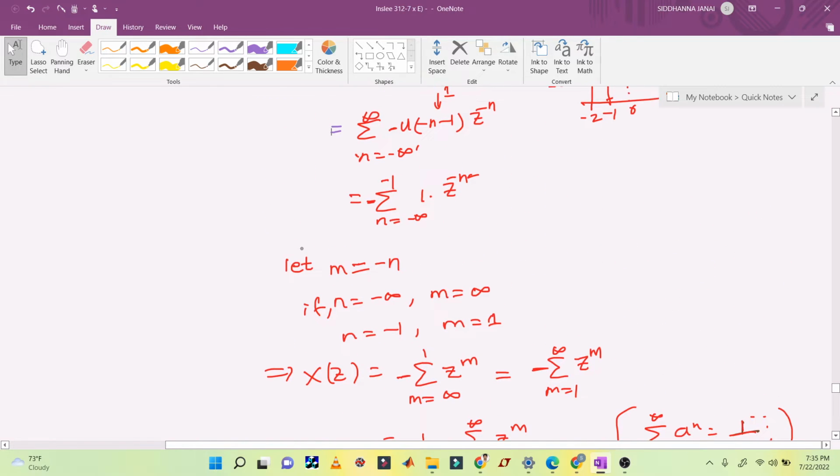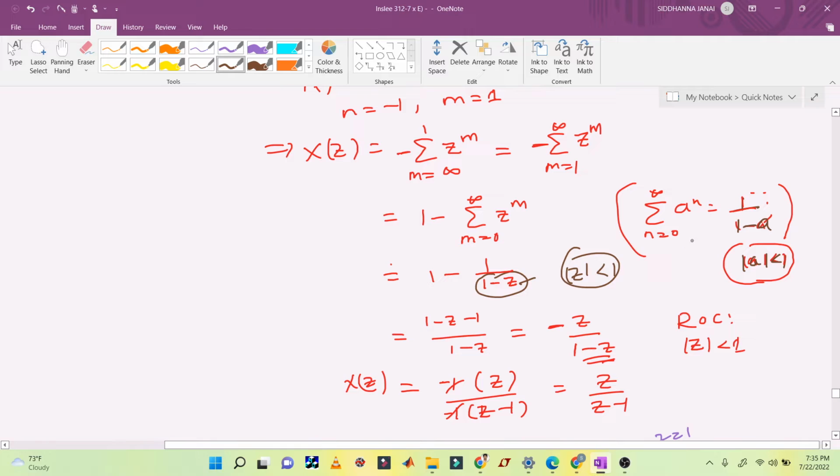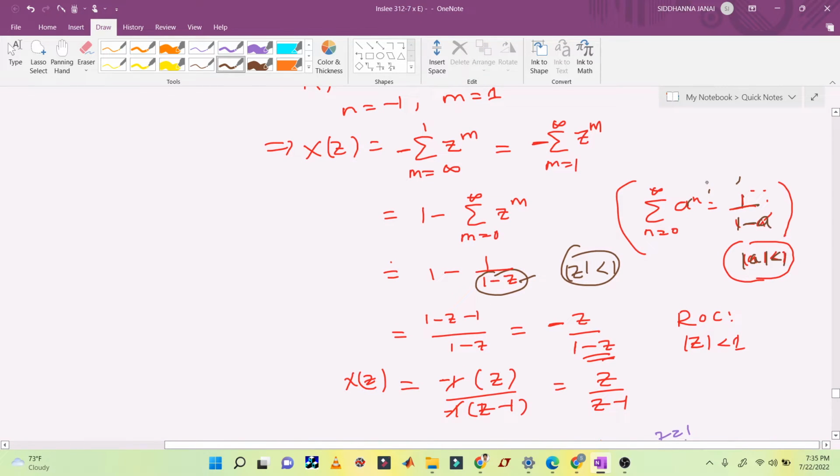Is that clear, Manjesh? Yes, sir. Right. That is because of the equation itself. Equation states that this is true only when magnitude of a is less than 1. That's why the ROC is less than 1. Okay. Any other doubt?